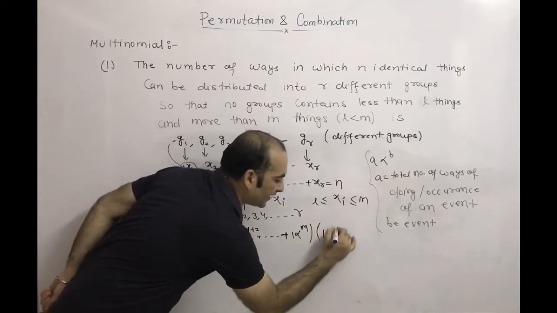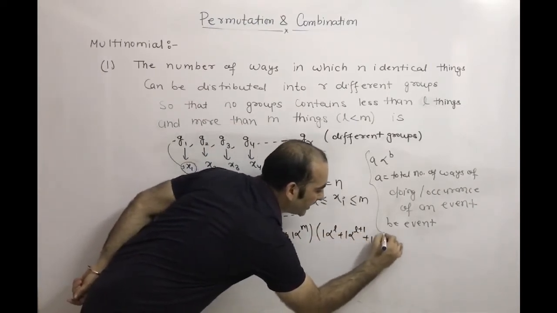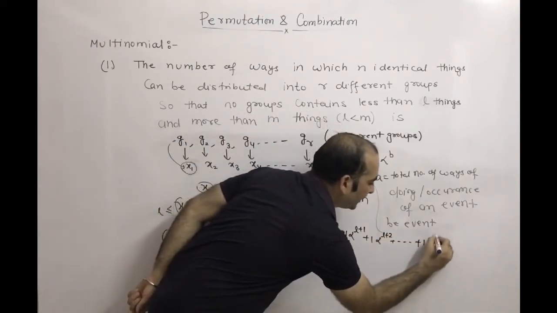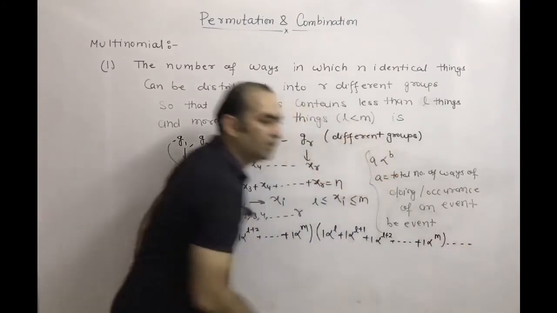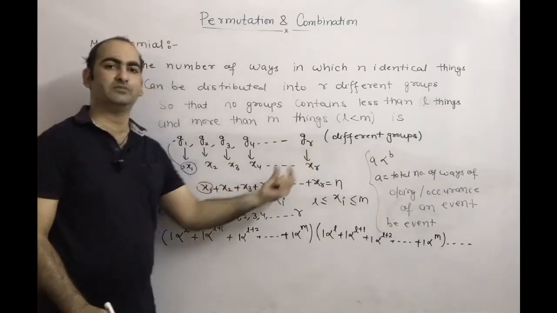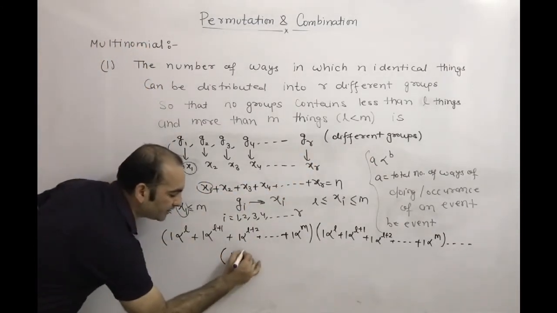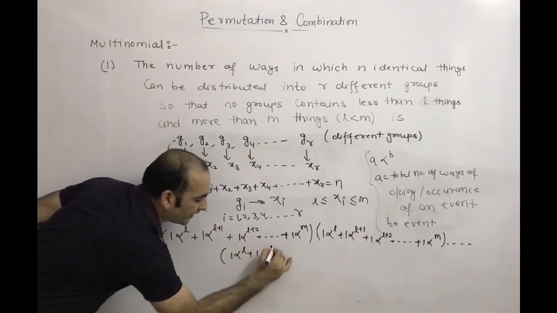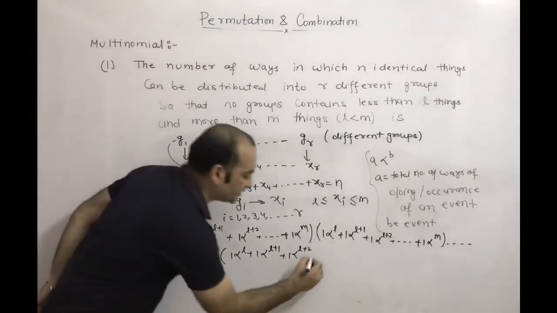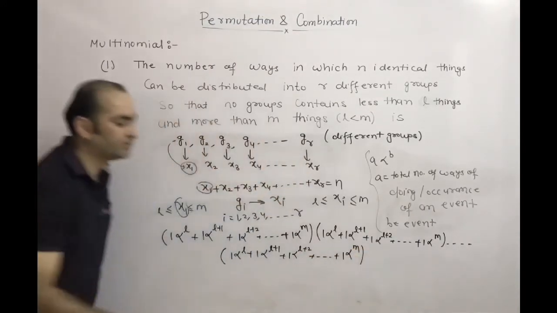1 into alpha power l, plus 1 into alpha power l plus 1, plus 1 into alpha power l plus 2, plus so on, plus 1 into alpha power m and so on. Similarly the other group will also come the same, and similarly for the gr group it will come the same. So for the gr group what will come? 1 into alpha power l plus 1 into alpha power l plus 1 plus 1 into alpha power l plus 2 plus so on plus 1 into alpha power n. Okay, so this will come.